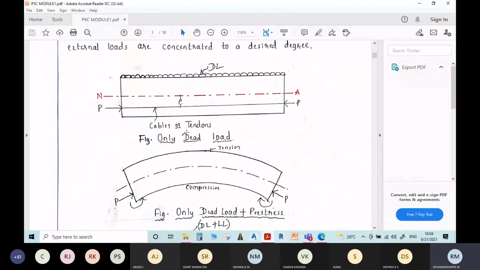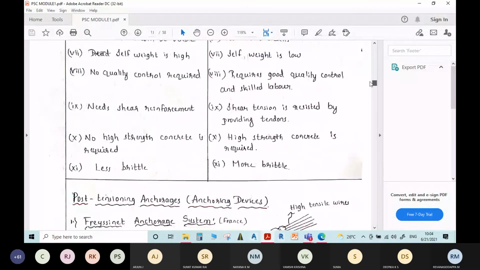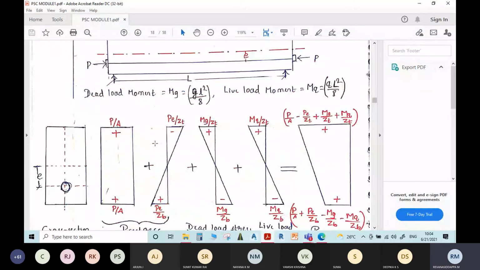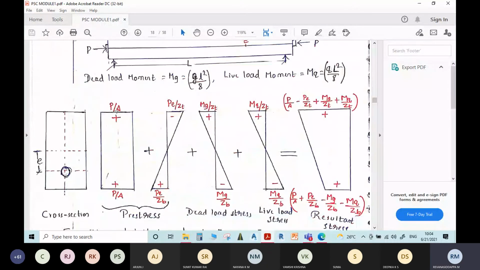Okay, here it is. At transfer condition, what are the loads existing? Dead load is there, pre-stressing force is there. So we need to take into consideration the stresses due to dead load and the pre-stressing force. Therefore, the F superior equal to 0 will be P by A minus Pe by Z plus Mg by Z is equal to 0.